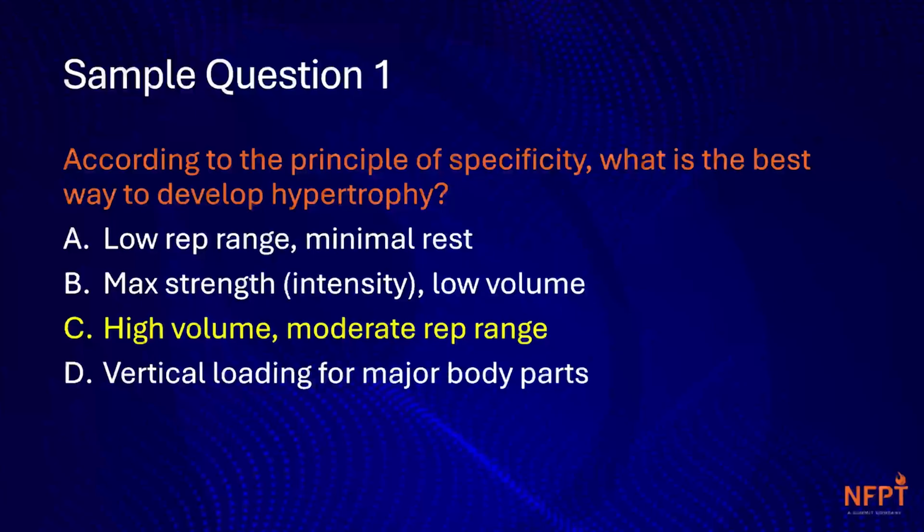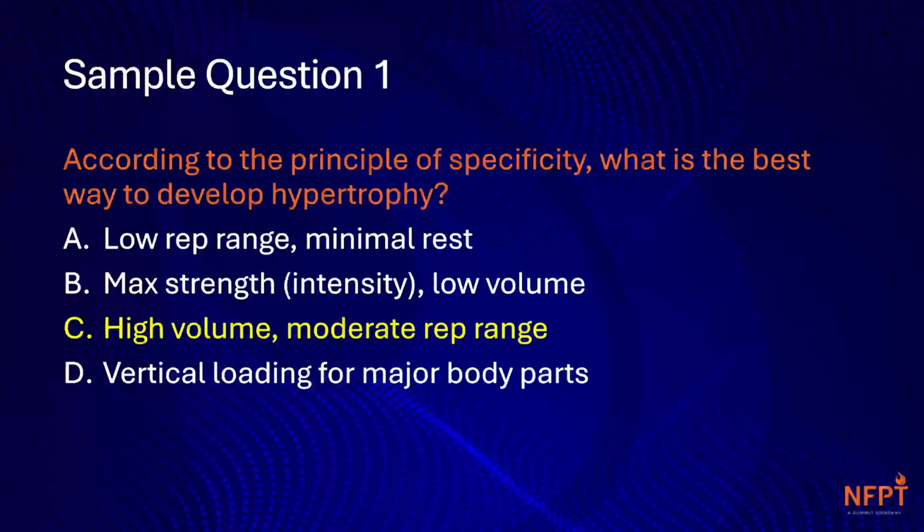And then we've got C, which is high volume and a moderate rep range. So this one's closer to where it should be because we know we need to overload. We need that high volume. And the rep range isn't high, right? It's not 12 to 25. It's in between. Moderate is 8 to 10, 8 to 12. So this one is going to be very likely the correct answer.